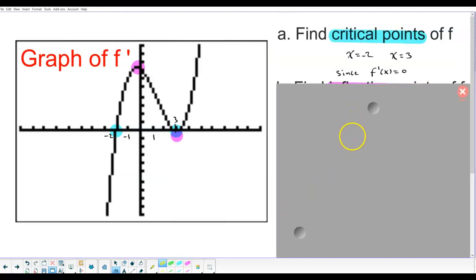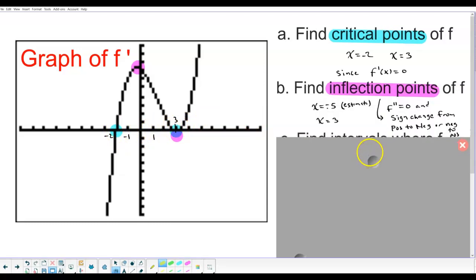All right, so let's look at critical points. Where do we find critical points? This is the graph of f prime. Critical points are wherever the derivative is equal to 0. So right here and right here, -2 and 3. Find inflection points. Inflection points are when the second derivative is 0, so I'm looking for horizontal tangent lines.